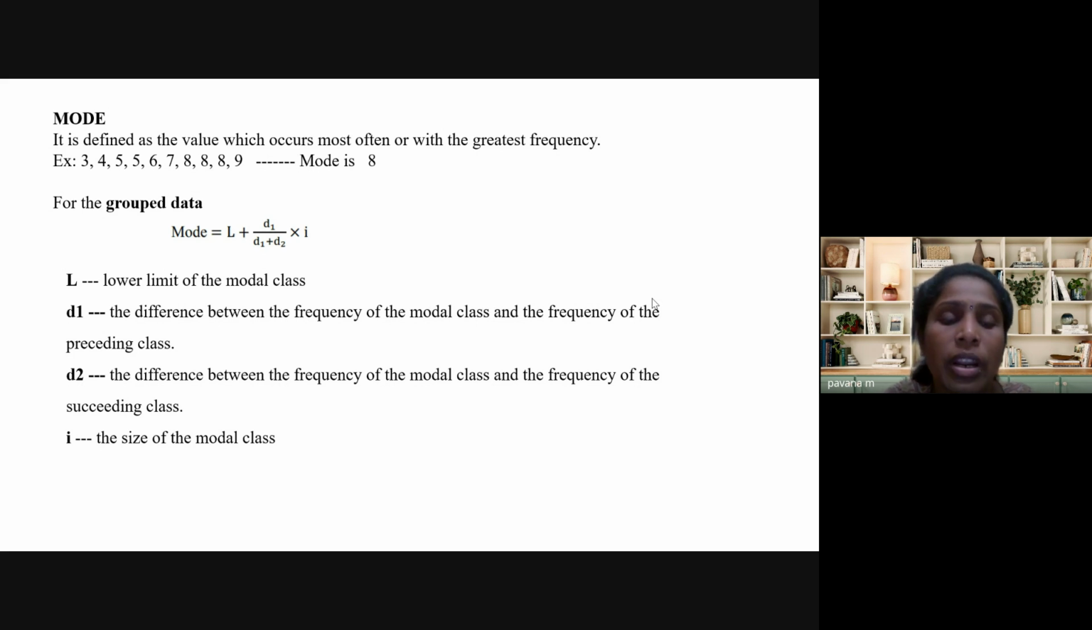Okay, for grouped data, for calculating mode, the formula is L plus D1 by D1 plus D2 into I. So how to calculate D1, D2 and I? L means the lower limit of the modal class. As we already discussed, if you have a class interval 80 to 90, then the lower limit is 80. D1 is the difference between the frequency of the modal class and the frequency of the preceding class. D2 is the difference between the frequency of the modal class and the frequency of the succeeding class, that means the class below. And I is the size of the modal class.